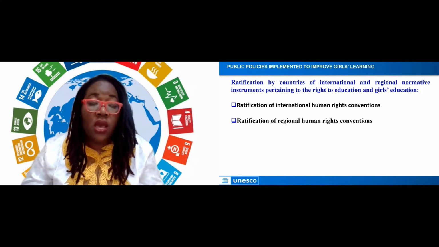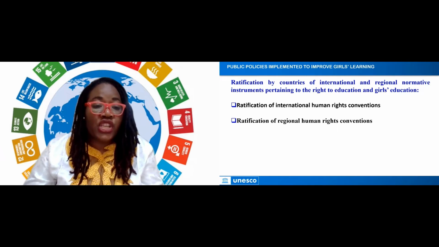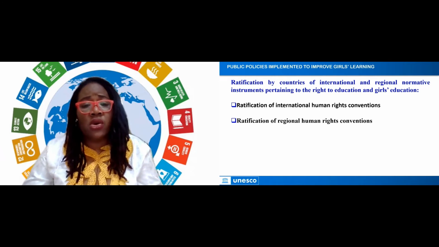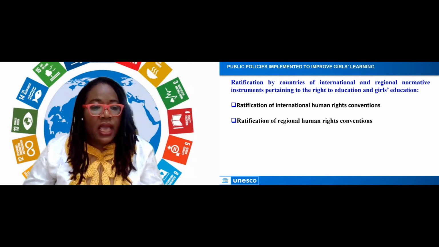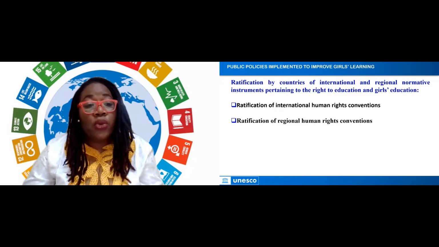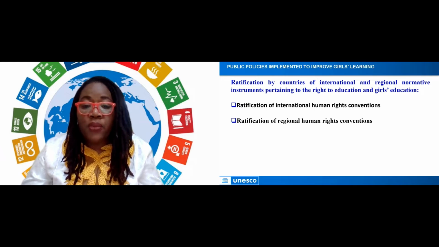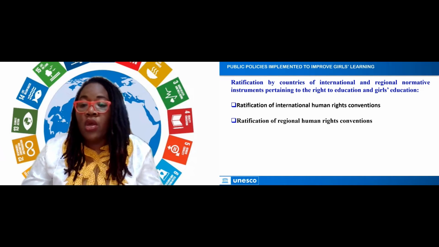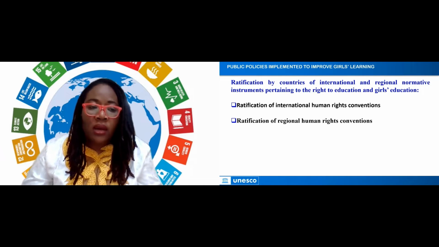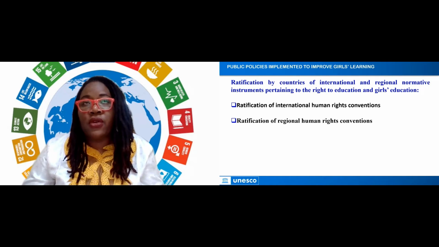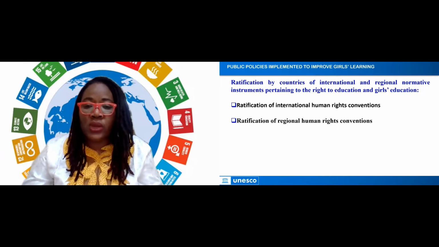There's also been the ratification of the Convention on the Rights of Man, or human rights. Some conventions have been ratified. For example, we have the African Charter of Human Rights, 1981. We also have the protocol to the African Charter on the Rights of Man, and the one for the rights of women, the Maputo Protocol of 2003. There's also the African Charter on the Rights and Well-Being of Children.